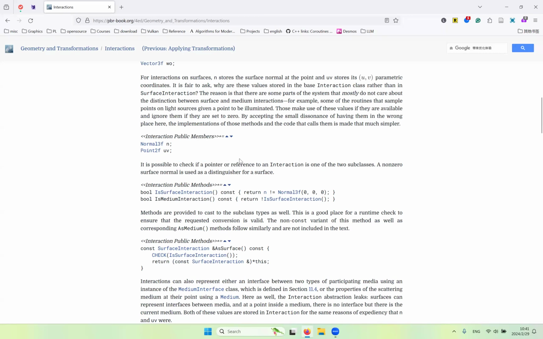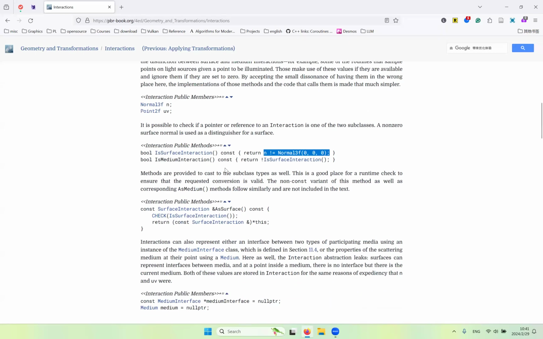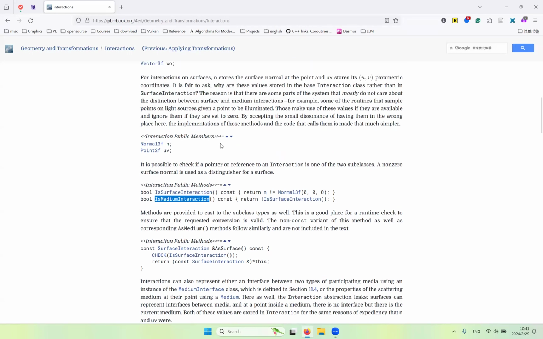Also, they use whether this normal is 0 or not to distinguish between whether it's a surface intersection or a media intersection. I'm not sure if I like that. I feel like if it's me, I would just not store a normal in the media intersection at all.